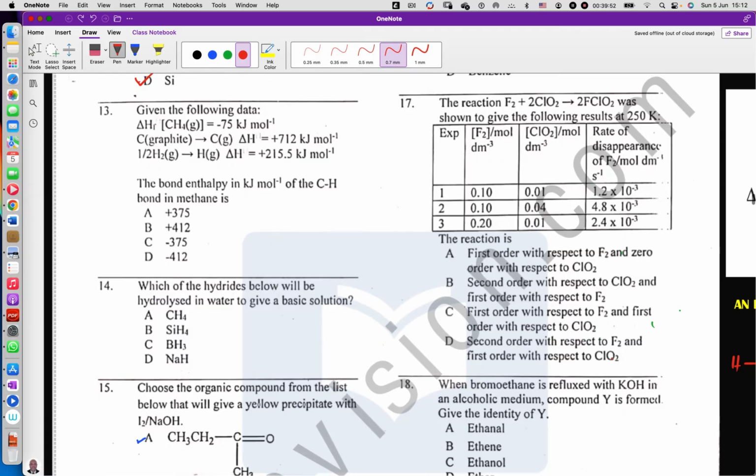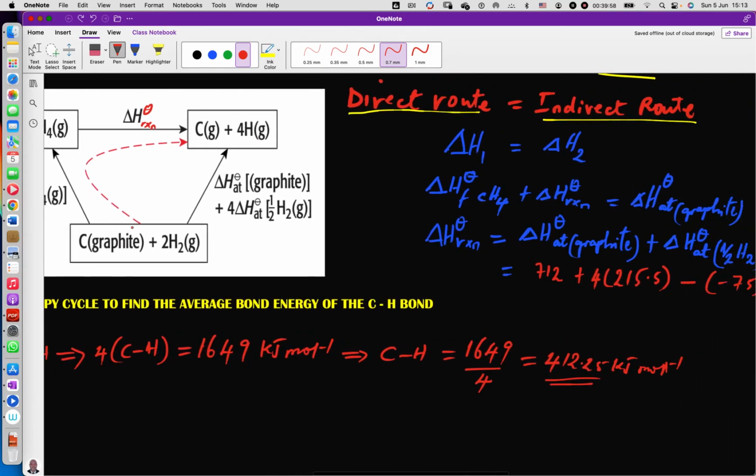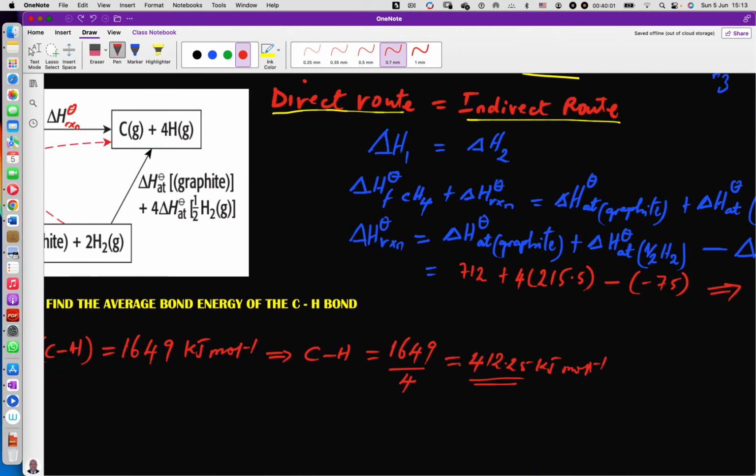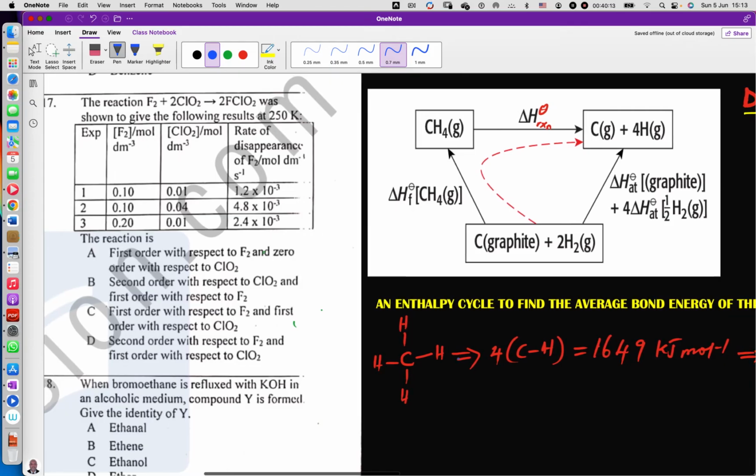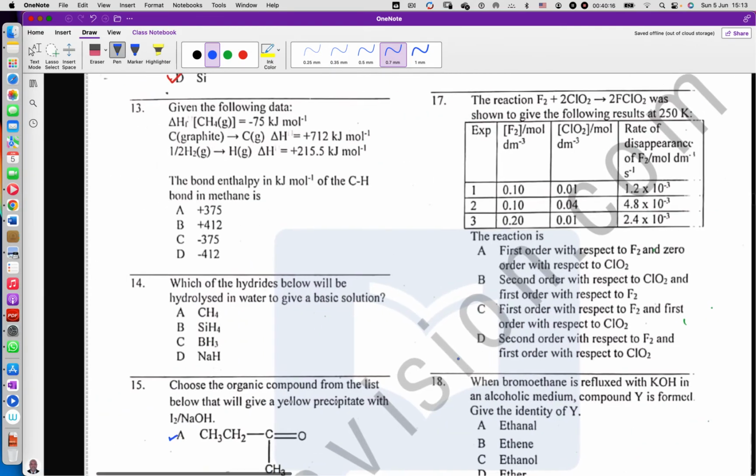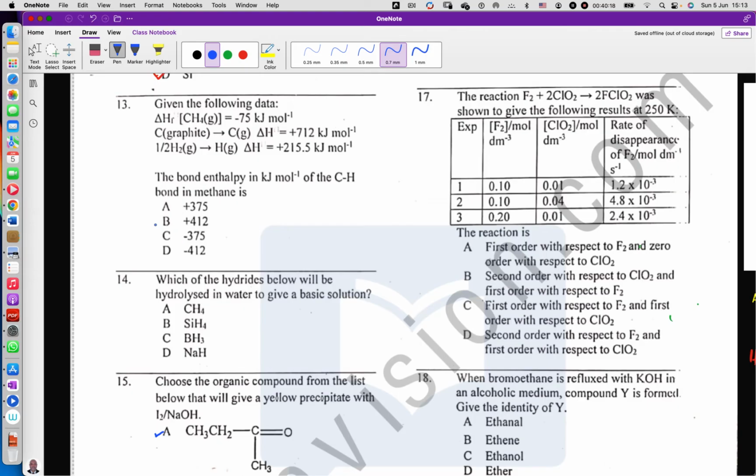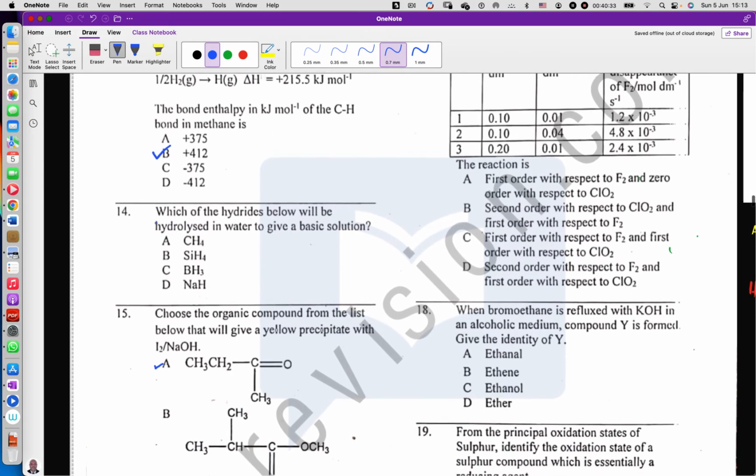It's plus 412, of course. When we come to our column of answers, our 412 will be B. Our answer for question number 13 will be B. So we now proceed to the next question.